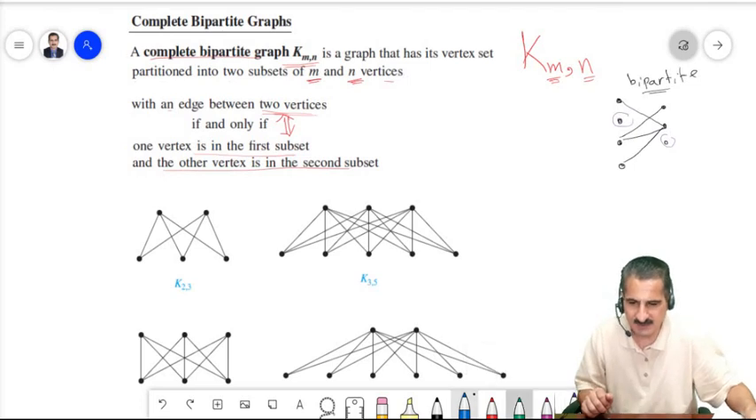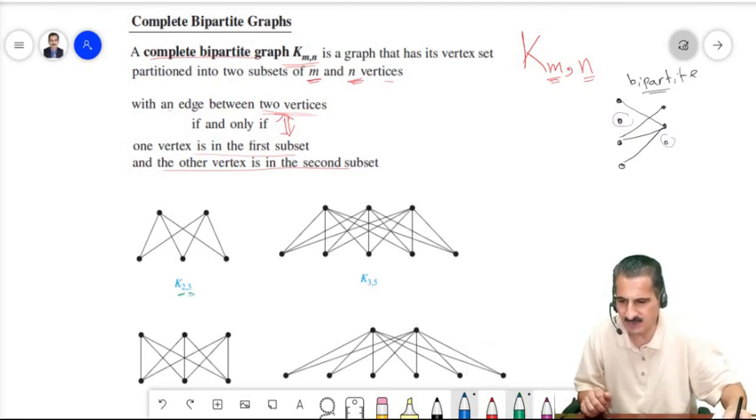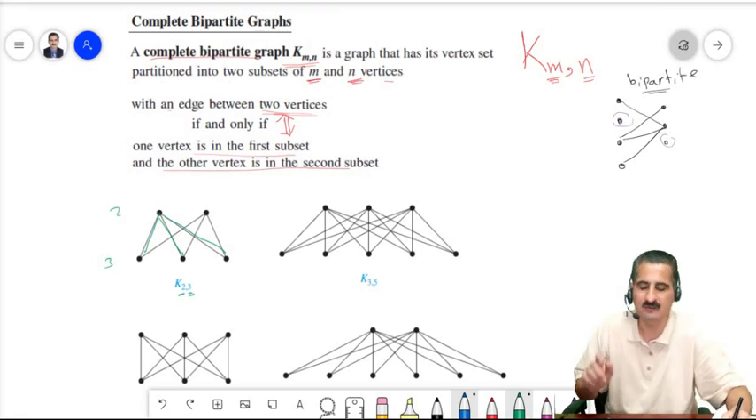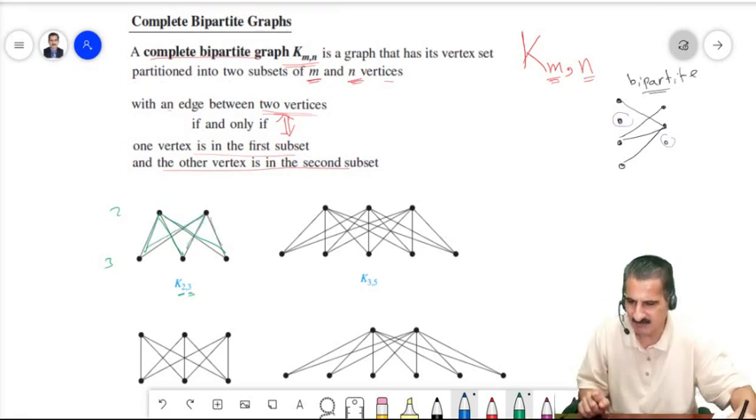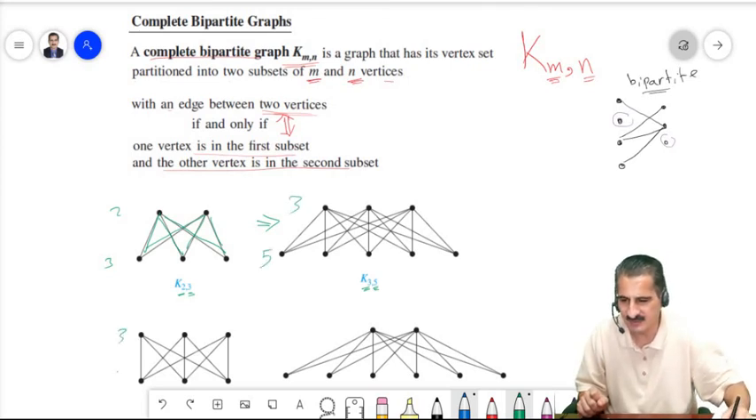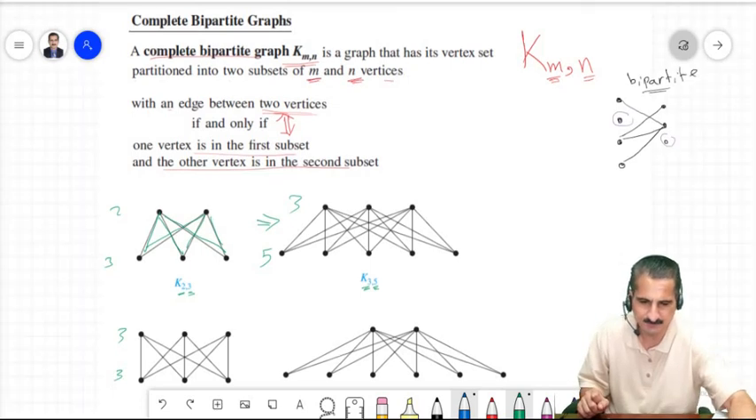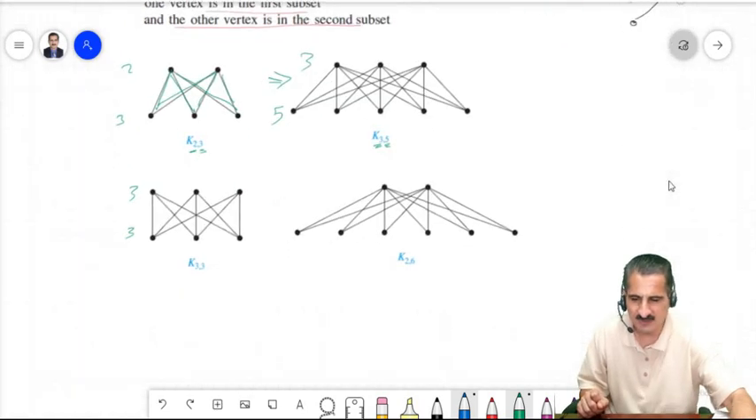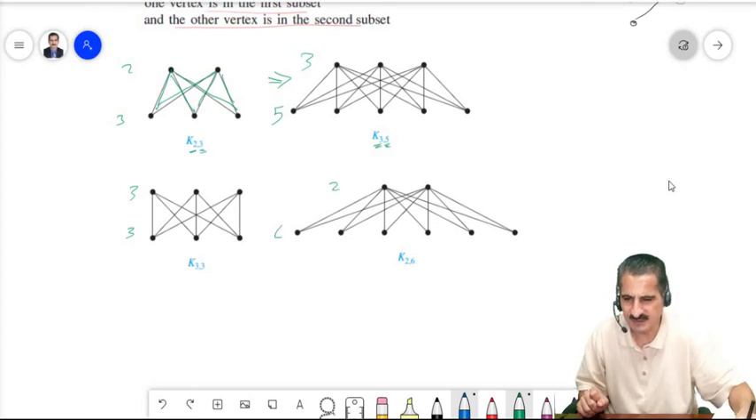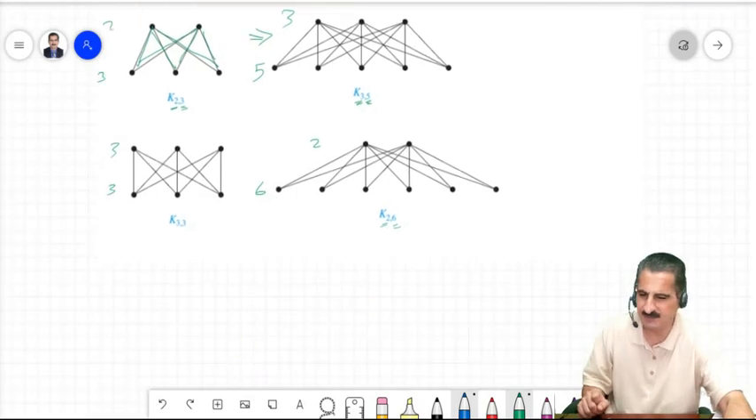And in here this is K_{2,3}, because we have two vertices here, three vertices here, and now every vertex here is connected to all vertices in the other set, and the same thing going here. And you can see also that one is K_{3,5}, because we have three vertices here and five vertices here, three in here and three in here. And we have two vertices here and six vertices here. That's why we say K_{2,6}. So this is the complete bipartite graph.